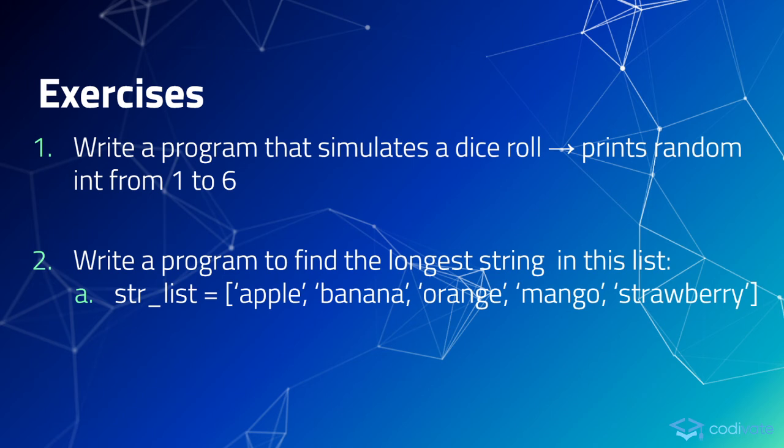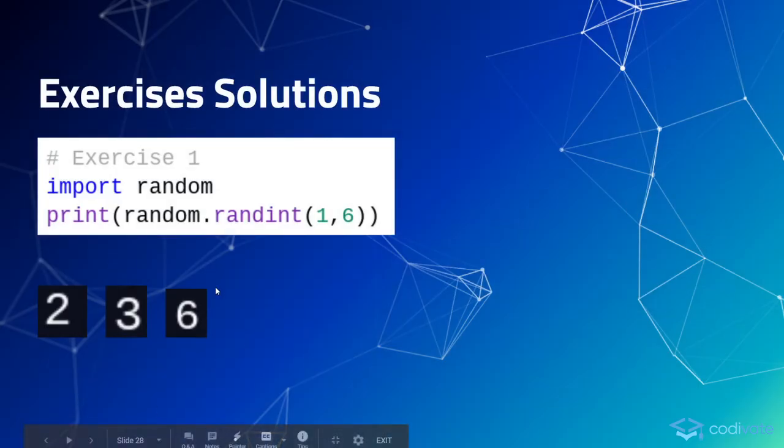Alright, I'm assuming you had a go at it. The first exercise is to write a program that simulates a dice roll. It prints a random int from 1 to 6. Let's go over the solution.